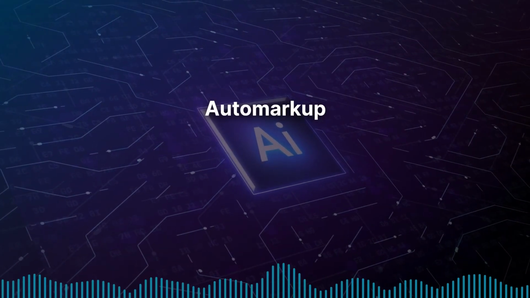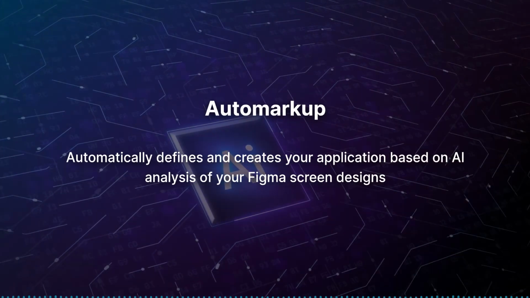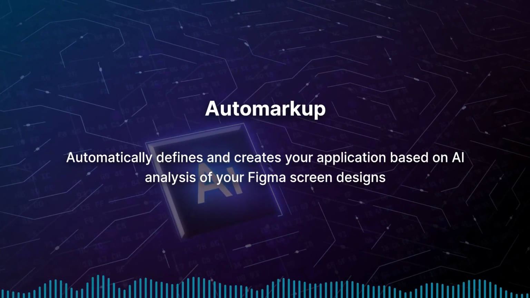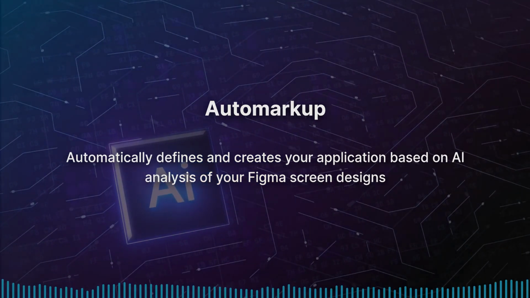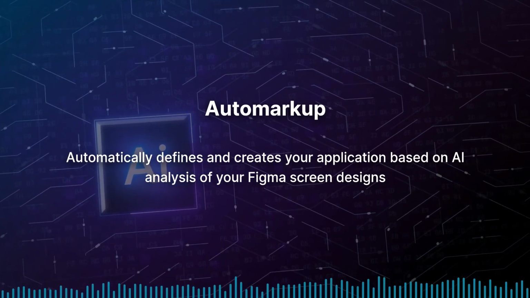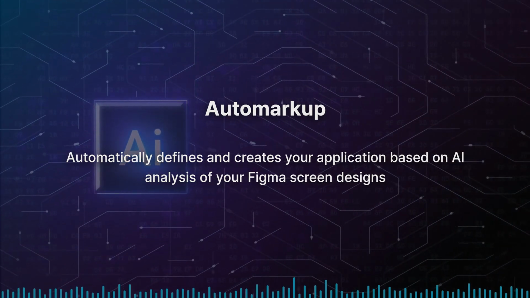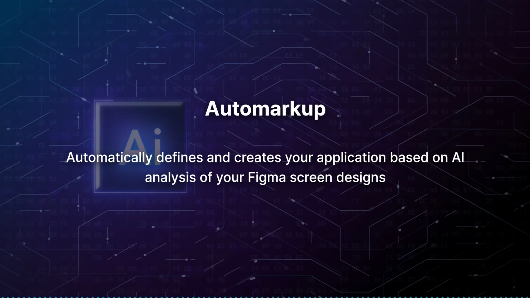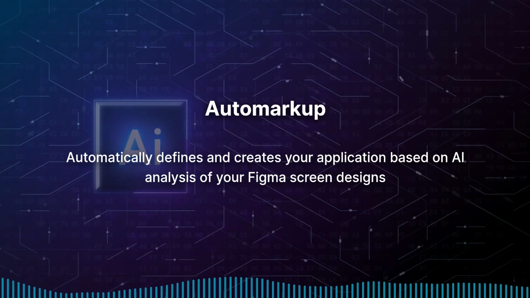Automarkup is a Buzzy AI feature that will analyze a Figma page containing app screen designs and automatically determine the app requirements and data model. Then it applies the appropriate Buzzy markup to the current Figma screens. You wouldn't use this on an existing app unless you've added entire new screens and sections to your design manually. Check out our documentation and videos for more on this. Now back to the main topic.